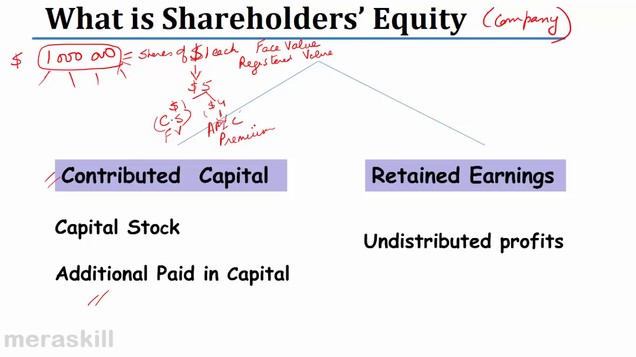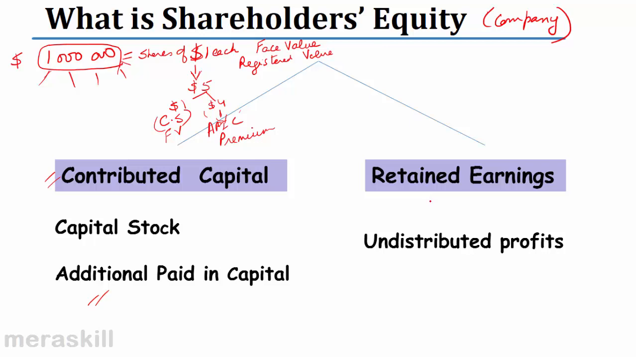Is it clear? So contributed capital together, this is the total amount. We have contributed $5 to the share, $1 is the capital stock, and $4 is the additional paid in capital. Clear? So this is capital, contributed by the owners, and on the other side you have retained earnings. What is retained earnings? It's nothing but undistributed profits. The profits that you have made, accumulated over the past several years. All this belongs to whom? It belongs to the owners.